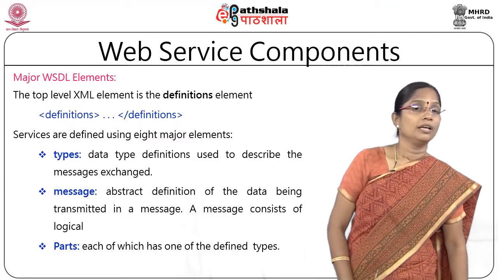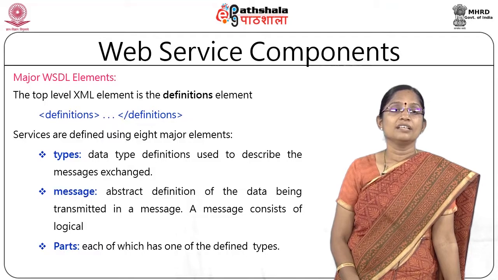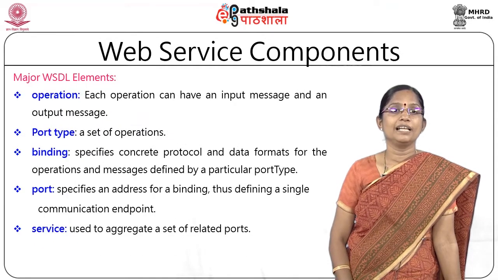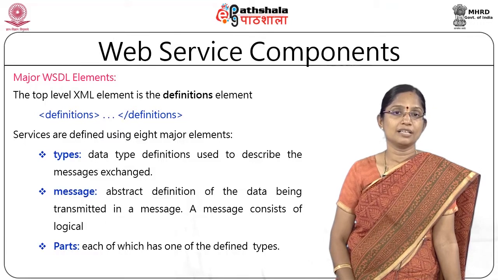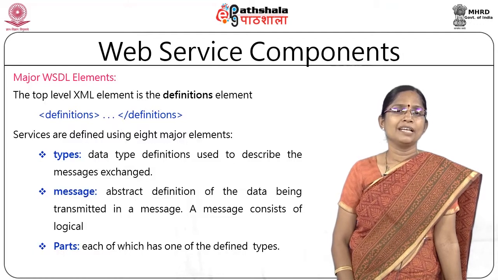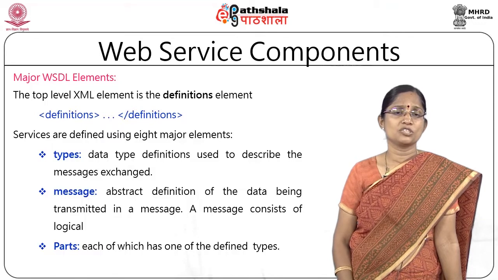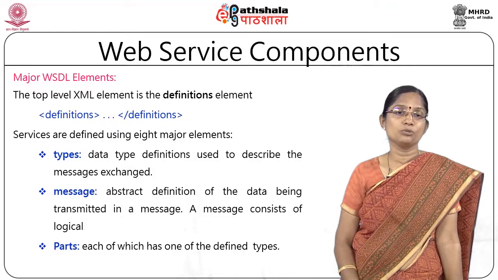Now, let us see about the major WSDL elements. There are 8 WSDL elements. The top level of the WSDL file is going to be the definitions. Apart from the definitions, we can have 8 elements. The first one is called types. The data type definition here is used to describe the messages exchanged. What sort of messages are exchanged? That data type definition can be used here.